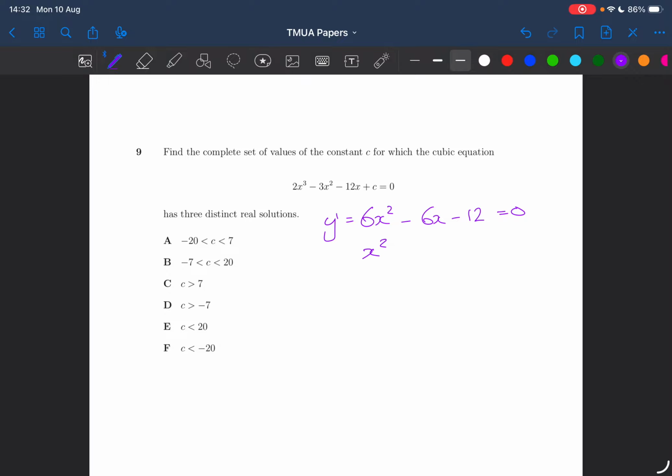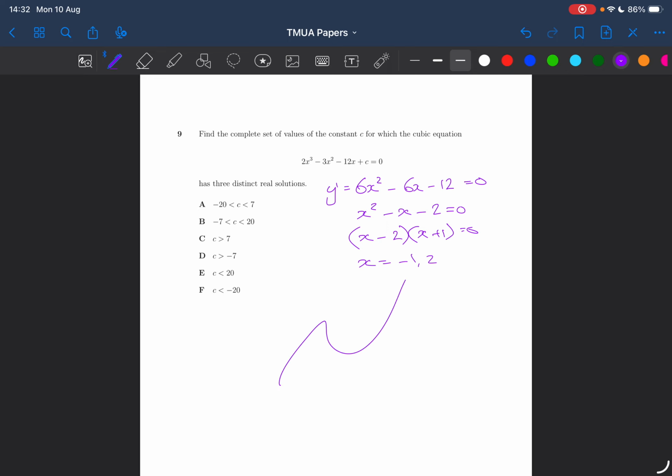Divide by the 6, x squared minus x minus 2 equals 0. So we have x minus 2, x plus 1. So our solutions are minus 1 and 2. So when we go to draw this then, it's a positive cubic. So it does something like this, but not so pointy. Where this happens at minus 1 and this happens at 2. So we want to think about when do we have 3 distinct real solutions, is whenever the horizontal axis, the x-axis, exists between those 2 points. It can't be either of those points, it has to be between them both. So that's our kind of leeway that we have.